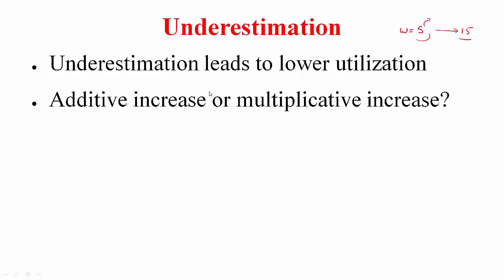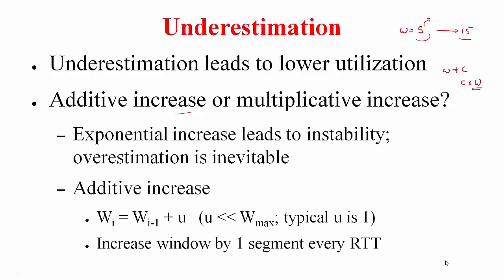Now the question is, do you do an additive increase? In other words, do you increase this estimate by a constant value, or do you do a multiplicative increase? That is, you multiply it with a constant value. You can't be greedy still. If you do a multiplicative increase, again you're going to push the network into congestion, and overestimation is inevitable. So what is done is an additive increase, where you increase this value by a constant value. Often what is done is you increase your window by one segment every round trip time. So you're being careful, slowly probing the network to see if you can get some more bandwidth.